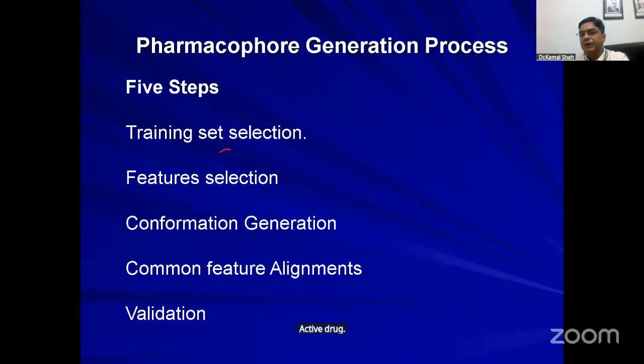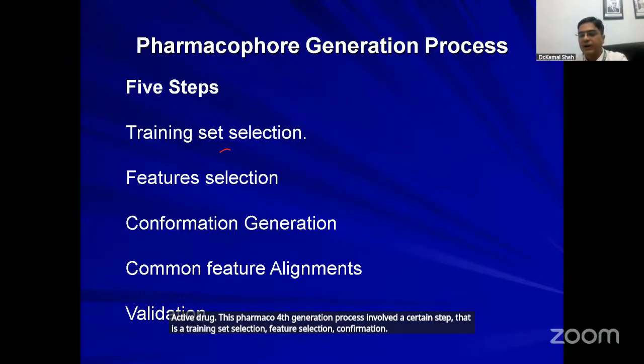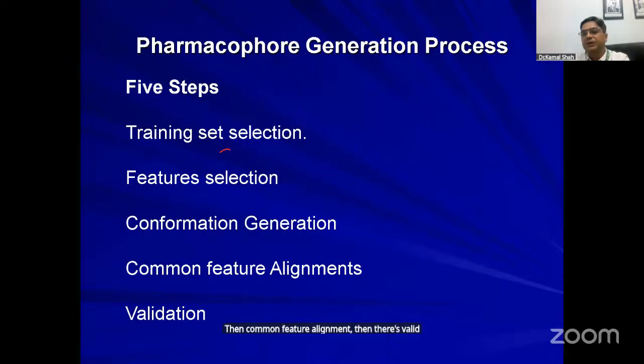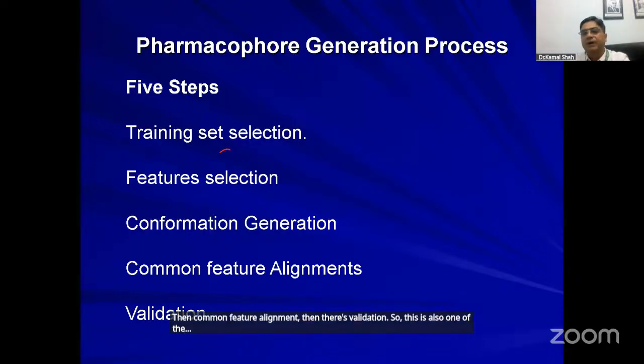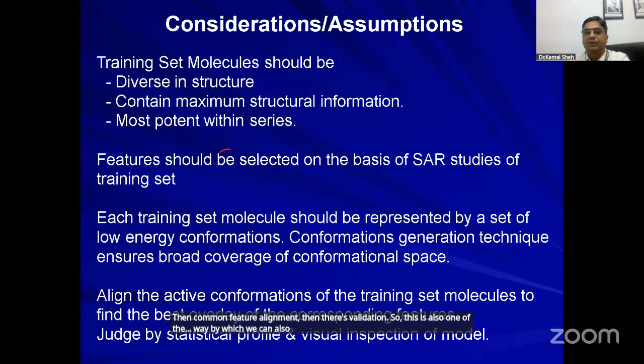This pharmacophore generation process involves certain steps: the training set selection, feature selection, conformation, then common feature alignment, then validation. So this is also one of the ways by which we can generate the pharmacophore.